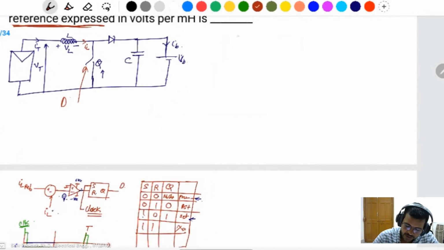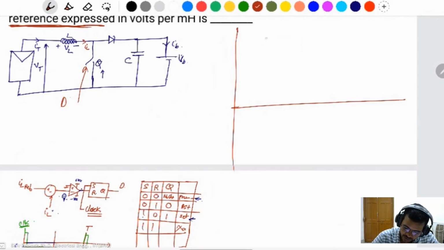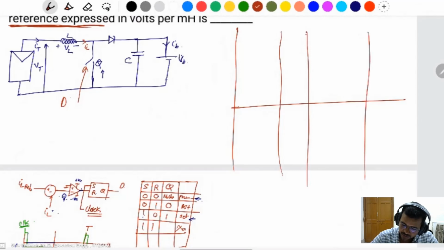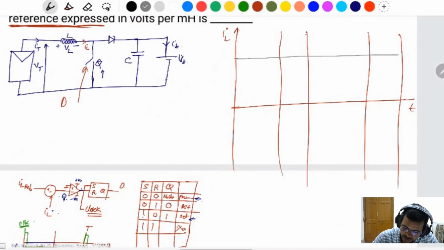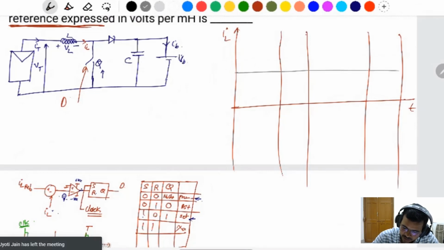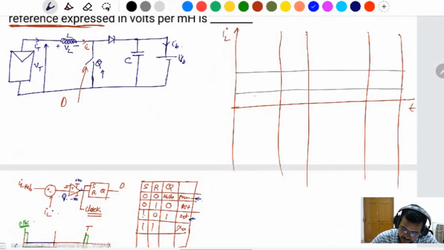In current slope compensation, suppose you have this one. It will be in range, charging and discharging, like that.